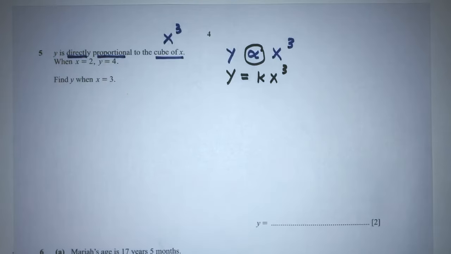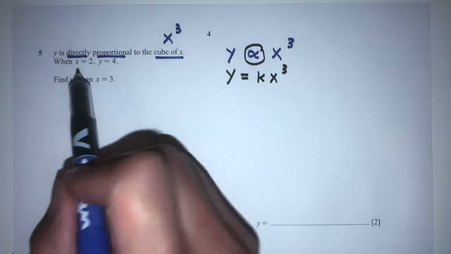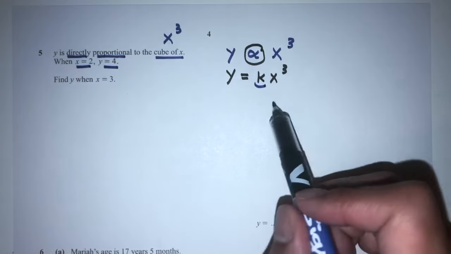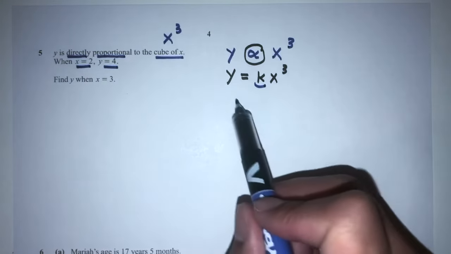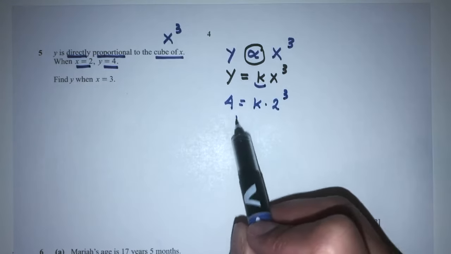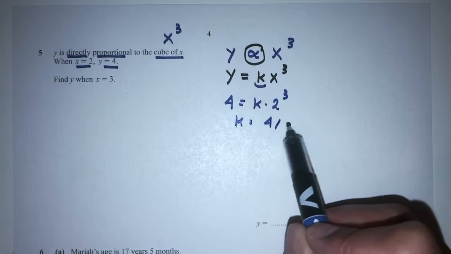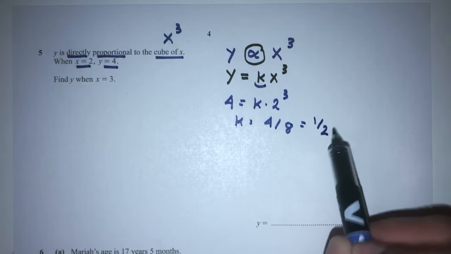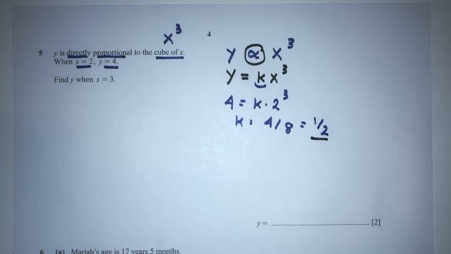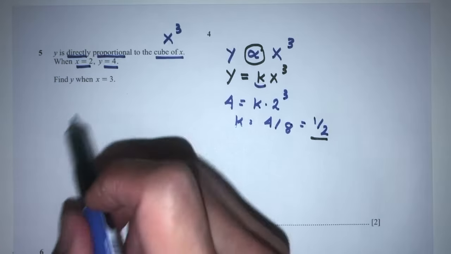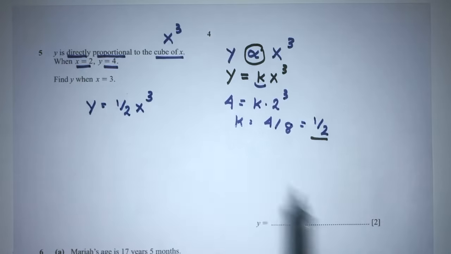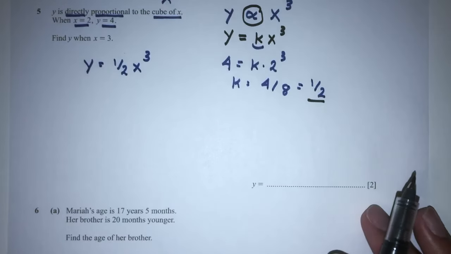Okay. Now we have this equation. So here we have to use these values to find the value of k. We know that when x equals 2, y equals 4. So 4 equals k times 2 power 3. So k will be 4 divided by 8. That will be half. So now we know this is the value of k. Let's replace it back in our main equation. So we have y equal to half x power 3. Okay, so now we have the equation.